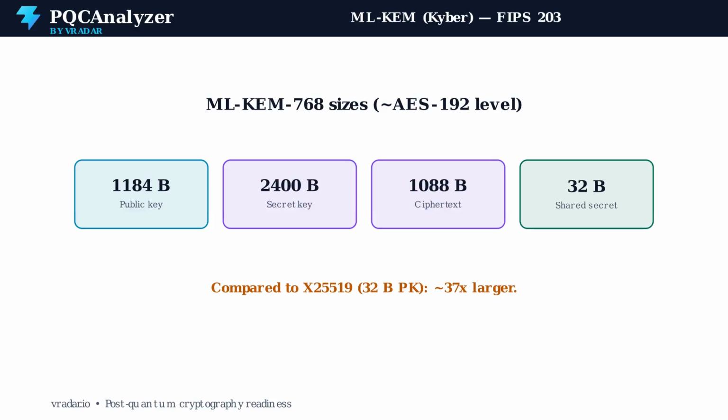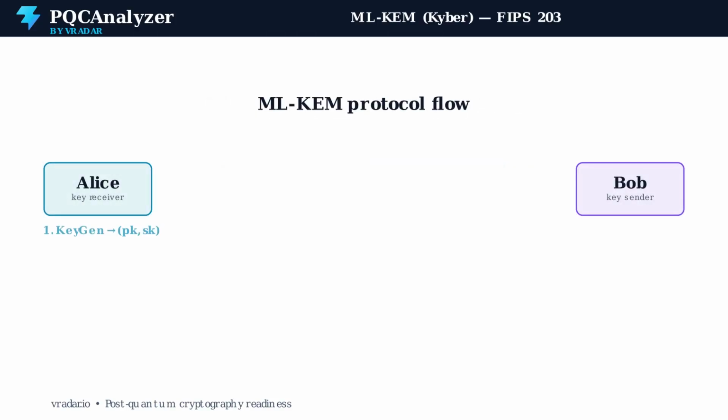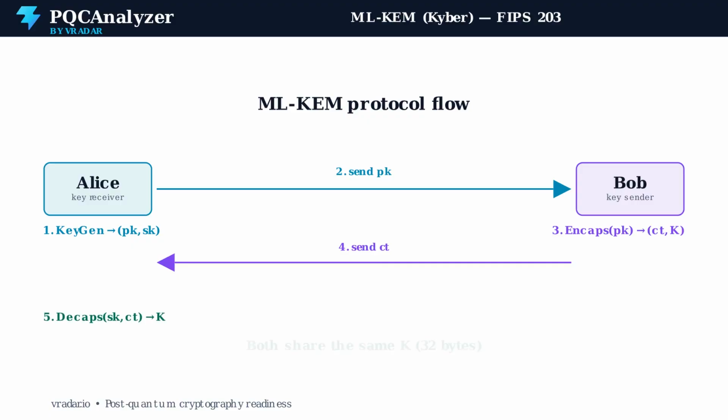The 5-step protocol. Alice runs KeyGen to produce a key pair. Alice sends PK to Bob. Bob runs Encaps on PK, getting ciphertext CT and key K. Bob sends CT to Alice. Alice runs Decaps on SK and CT, recovering the same K. Both parties now share 32 bytes of K, ready to drive AES.